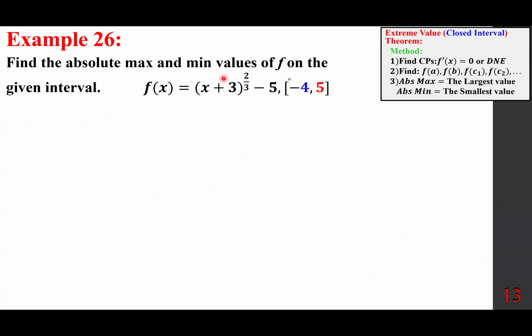Find the absolute max and min value for this function. F of x is x plus 3 to the power of 2/3, minus 5, in the interval of negative 4 to 5. So the question is, what's going on here? Well, we're going to rewrite this. So f of x is cube root of x plus 3 quantity squared minus 5. And ultimately, it's a cube root.